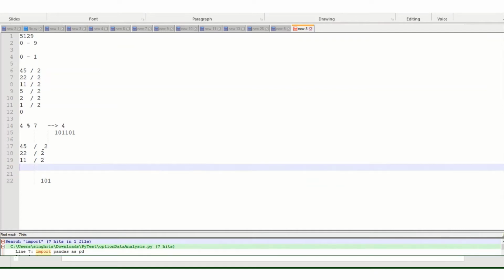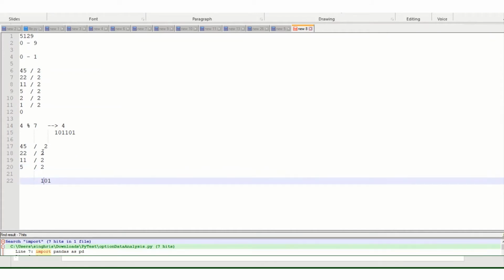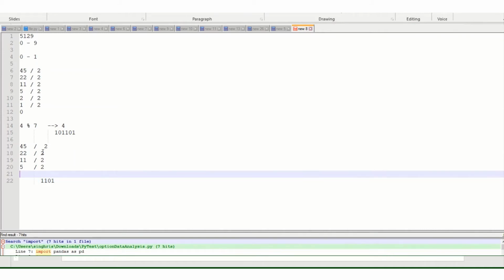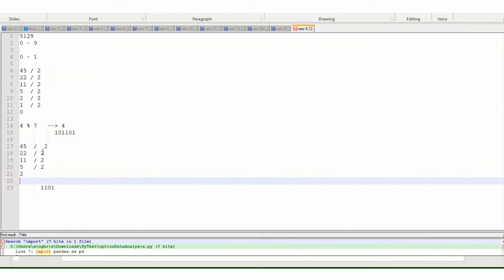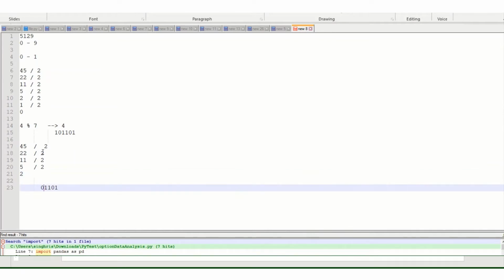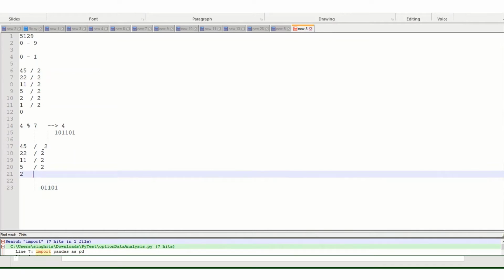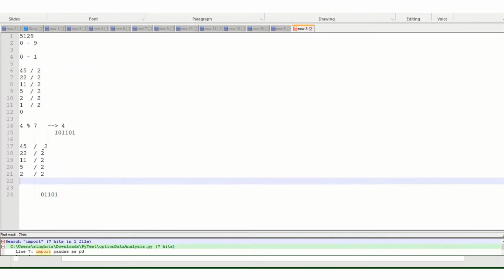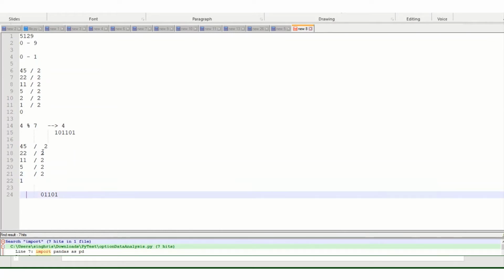Now if you divide it, you will get 5. Again, 5 is an odd number, so you write 1 here. Now if you divide, you will get 2. 2 is an even number, so you write 0 here, and you will get 1. So simply write 1 here. So this is the method to convert to a binary number.